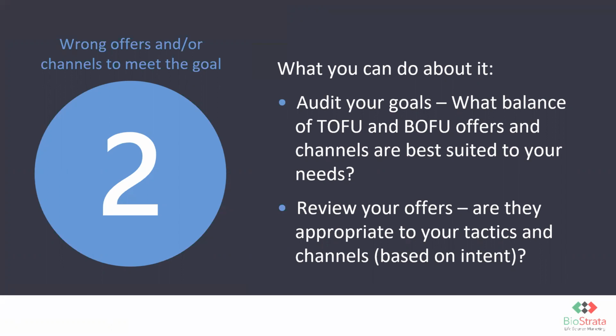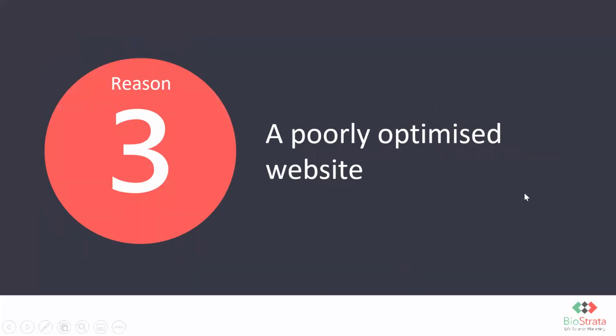And a good lens to look at this through is intent. When we're targeting people, do we know what buying phase they're in or not? And if we don't, we probably should shift towards tofu, top of the funnel activity, so we can get as many leads as possible. Reason number 3 is a poorly optimized website.